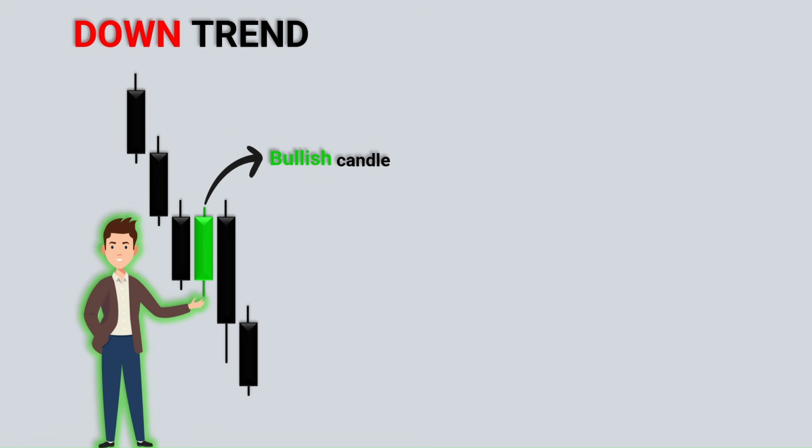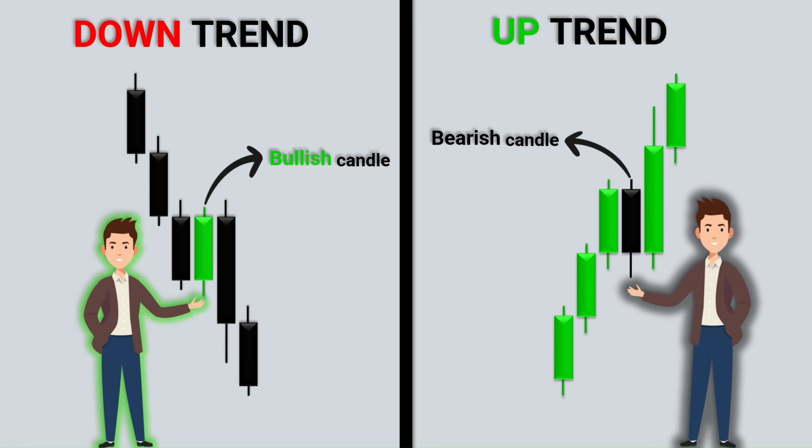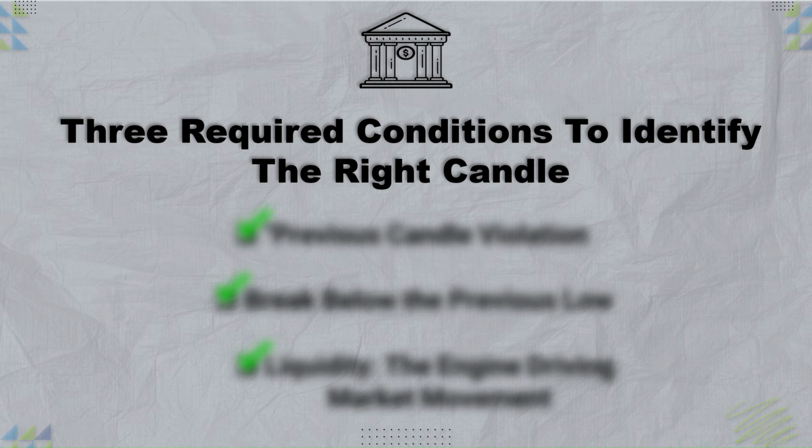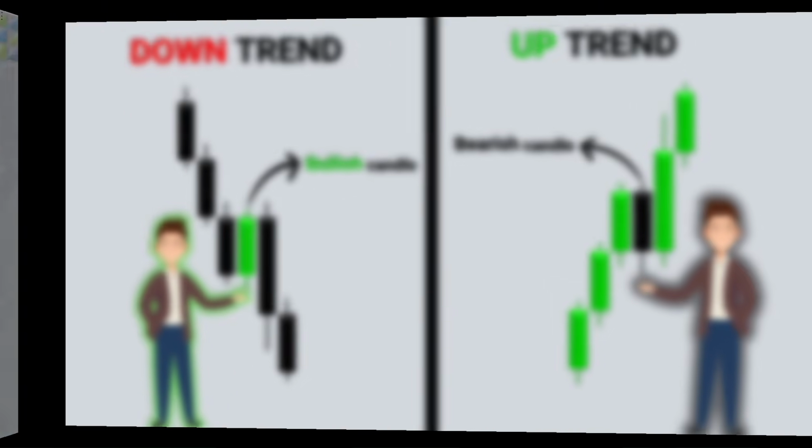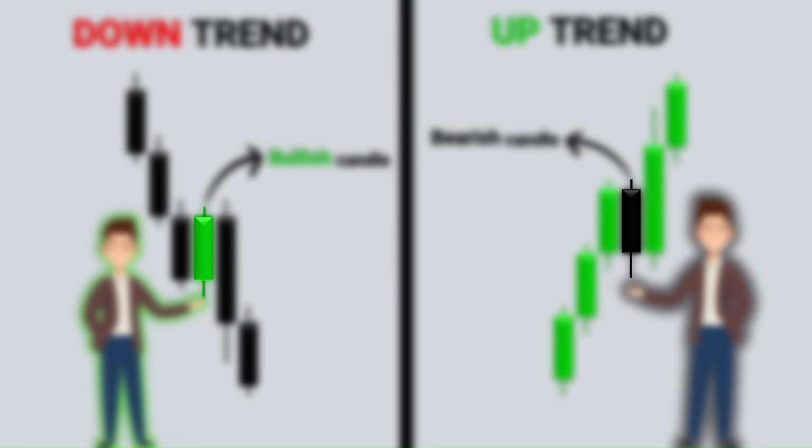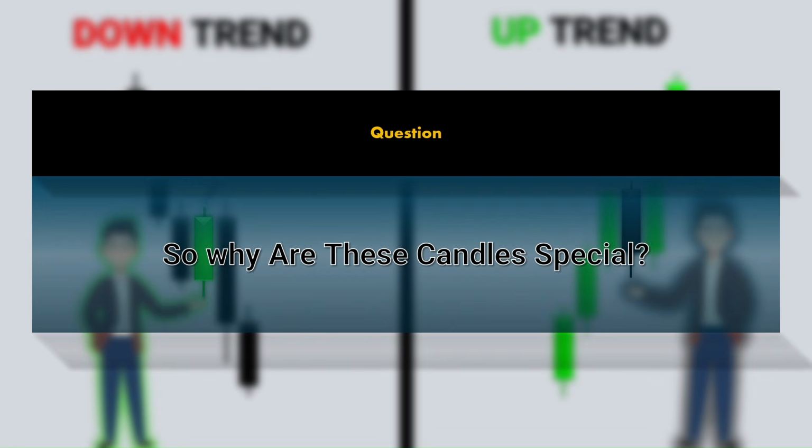As per my experience, bullish candles that form within downtrends or bearish candles within uptrends are often the best range candles for trading the CRT model, if they meet three specific conditions that we'll cover shortly. However, these candles can also act as a double-edged sword if not analyzed correctly. So why are these candles special?